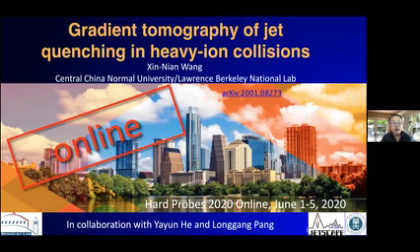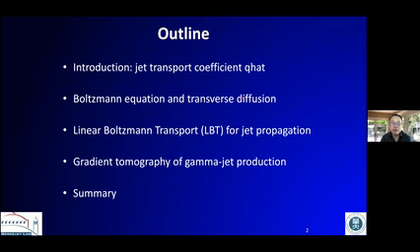Unlike my usual talk, I will give a very brief introduction, and then I will illustrate the problem in a solvable Boltzmann equation, and then I will illustrate this problem again in a more sophisticated simulation using linear Boltzmann transport. And then finally, I will talk about how we can use this gradient tomography to study, for example, gamma-jet production, and then finish with a summary.